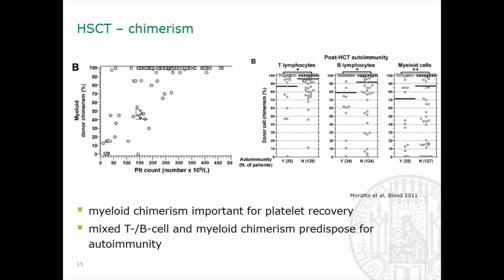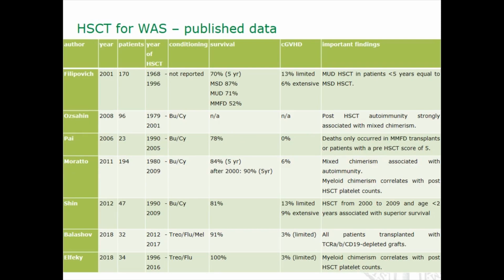And so patients who have lower myeloid donor chimerism in the range of below 50% or something, they tend to have lower platelet counts, while patients with high myeloid donor chimerism usually have recovered normal or near to normal platelet counts. And the other thing that they seemingly showed is that the degree of chimerism also correlates with the incidence of post-transplant autoimmunity, but the correlation was not as strong as with the platelets and the myeloid chimerism.